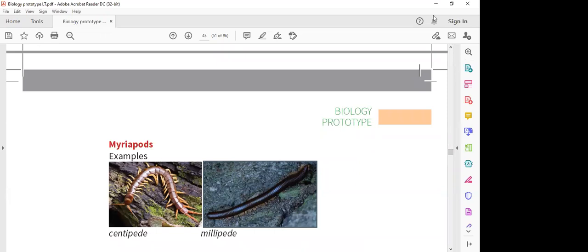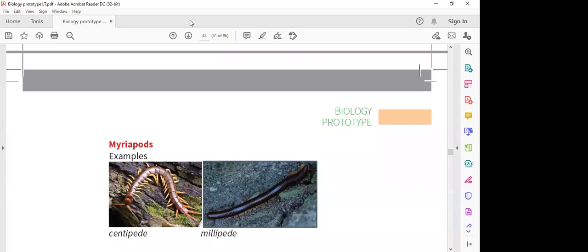Yes. How are those two organism examples of the Myriapoda different from each other? Anybody? Teacher, me.